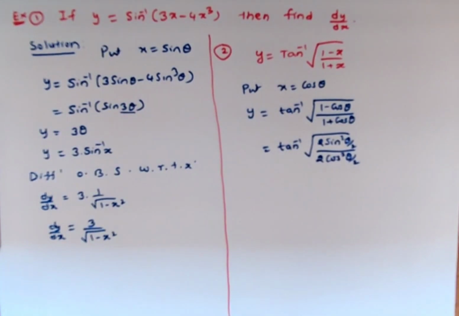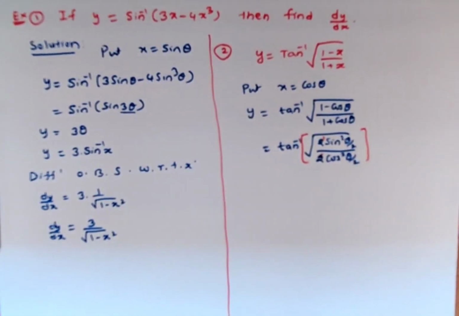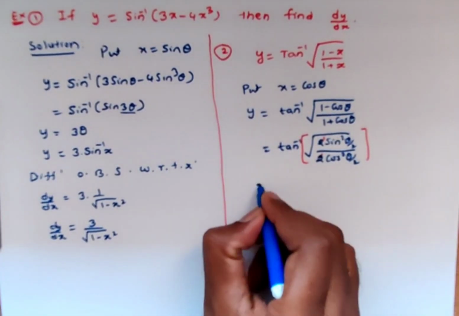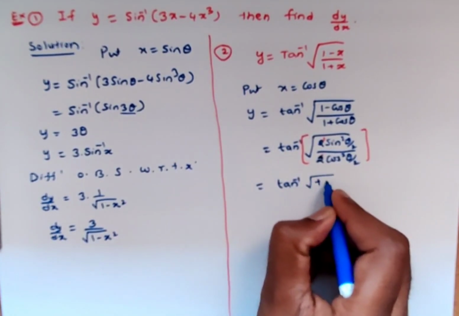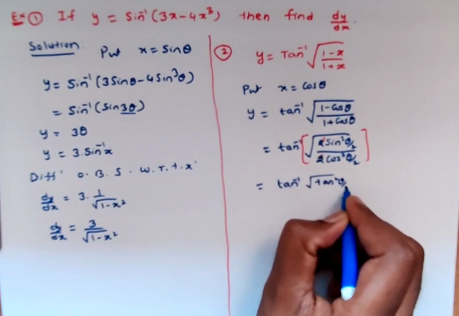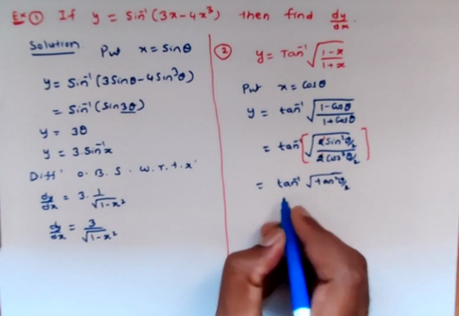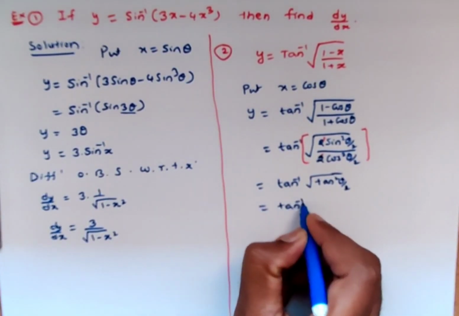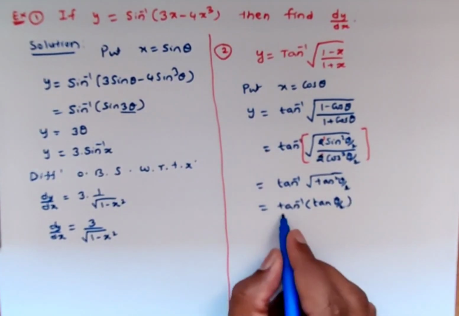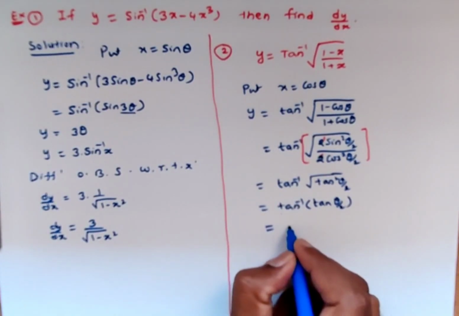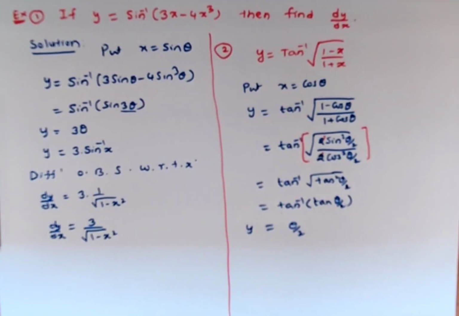Here the 2 and 2 get cancelled. So it is tan inverse of this. Finally it is tan inverse of square root of sin square theta by 2 over cos square theta by 2, which is tan square theta by 2. So finally we can write it as tan inverse of tan theta by 2. Now, tan inverse of tan theta is theta, but instead of theta, theta by 2 is there. So the value of y is theta by 2.